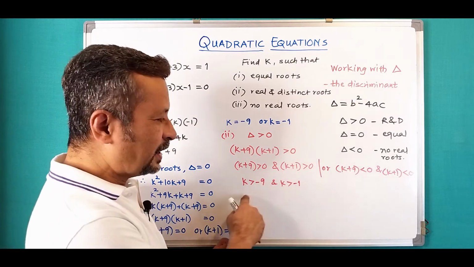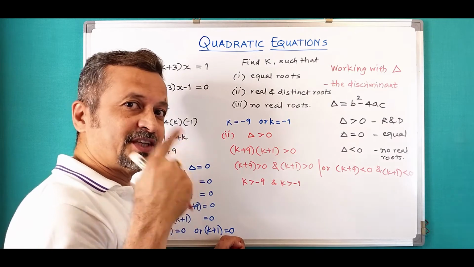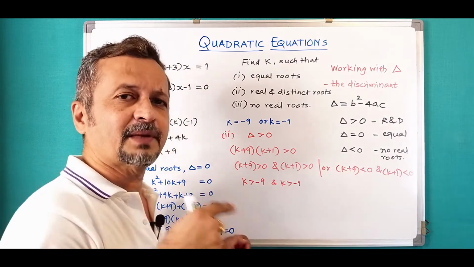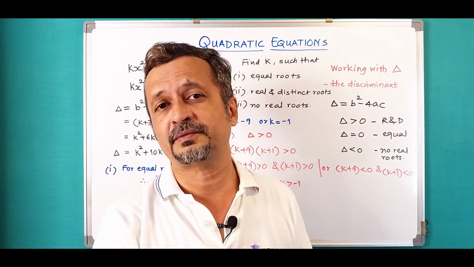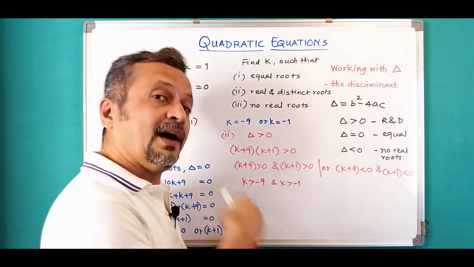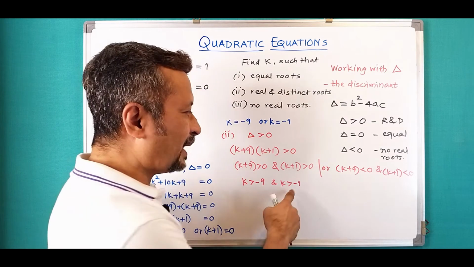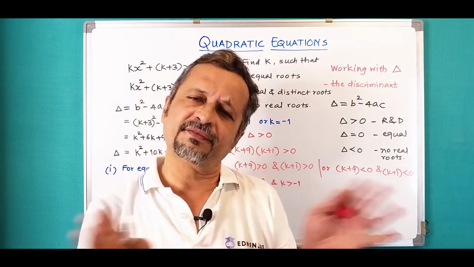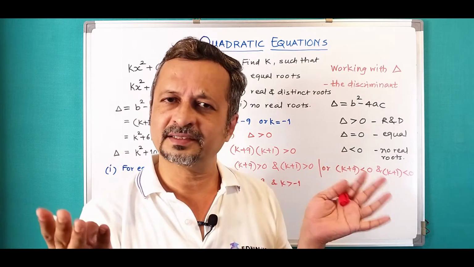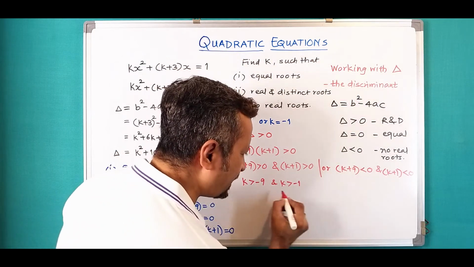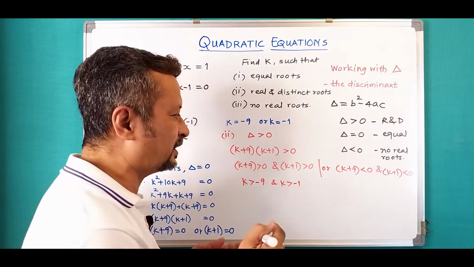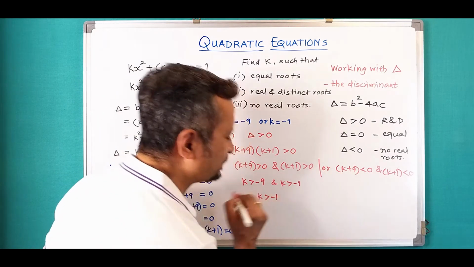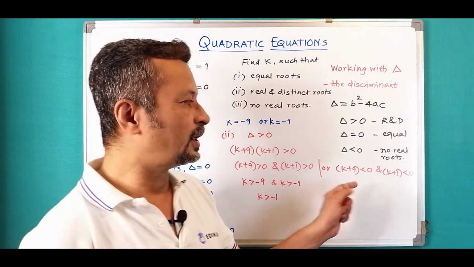true. Now if you check on the number line, k greater than minus 9 can be minus 8, minus 7, but then another condition is k greater than minus 1, correct? So if k is greater than minus 1, it is definitely going to be greater than minus 9. So instead of writing two things here, I can write only k is greater than minus 1. Okay, now let's go to the other condition.